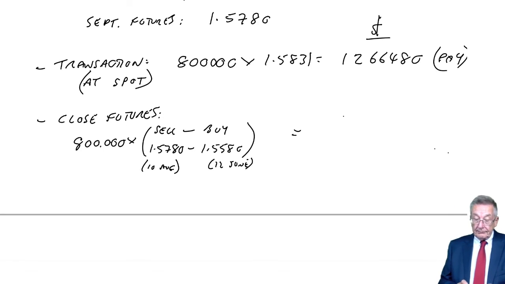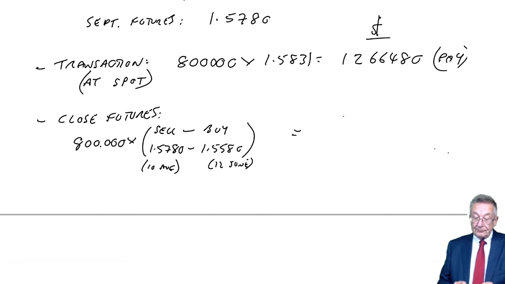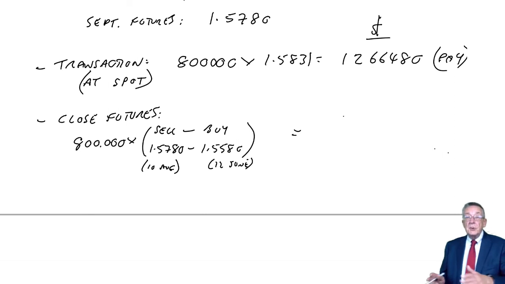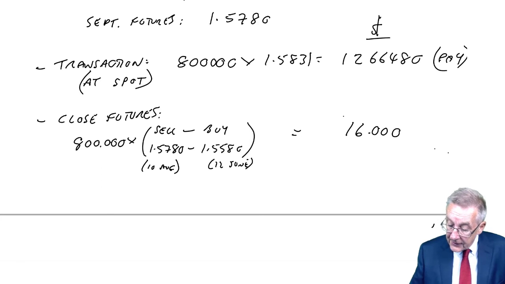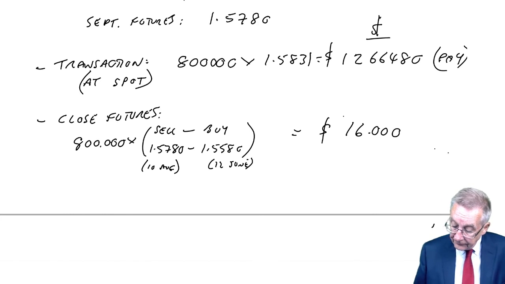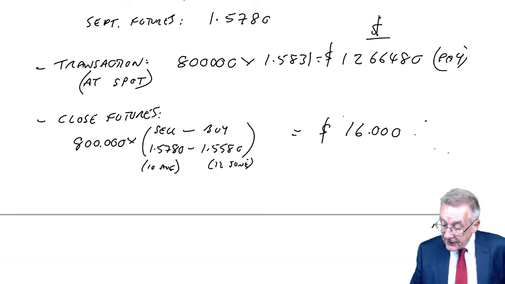800,000 times the difference of 2 cents. It's 2 cents for every pound. So a profit of $16,000. It's a profit, so the dealer pays me. It's a receipt.